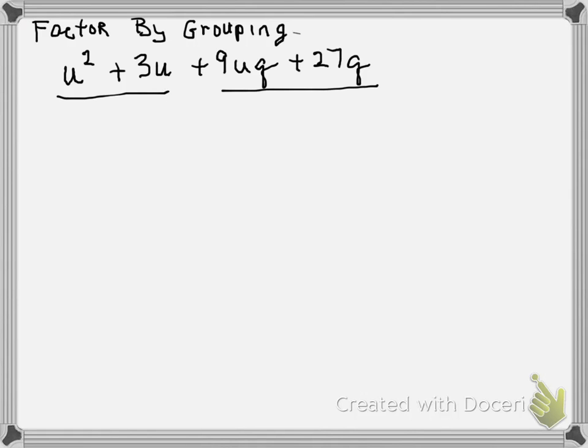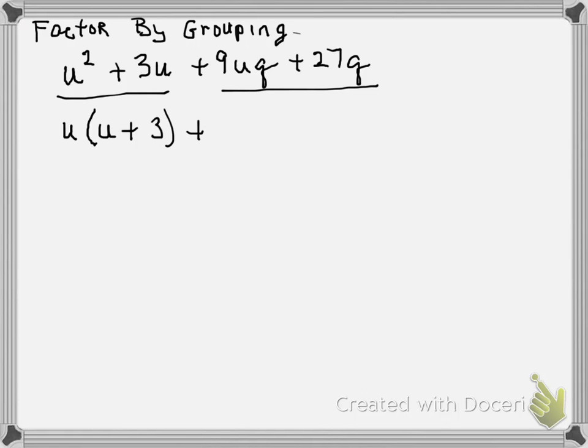Look at the first two and what factor is in common between u squared and 3u. Well, there's a u in common, so we factor out the u. When I take u out of u squared, that leaves a u. When I take a u out of 3u, that leaves a 3. Now, if you want to use your distributive property to check yourself, u times u is u squared, u times 3 is 3u. All right, bring down the plus sign.